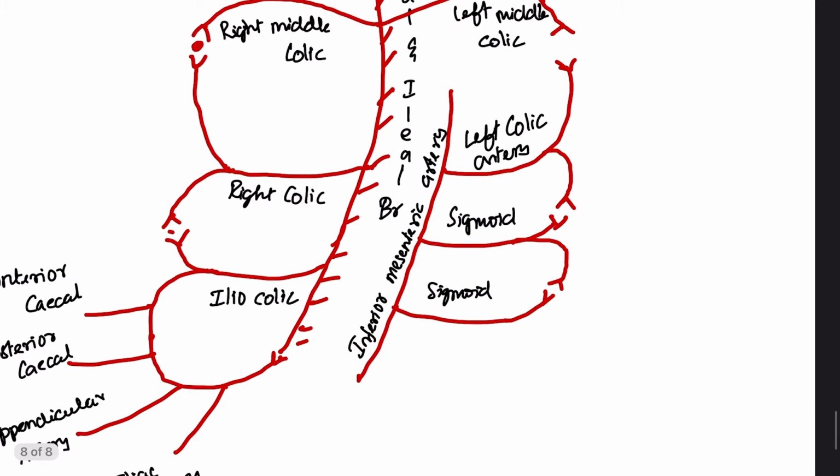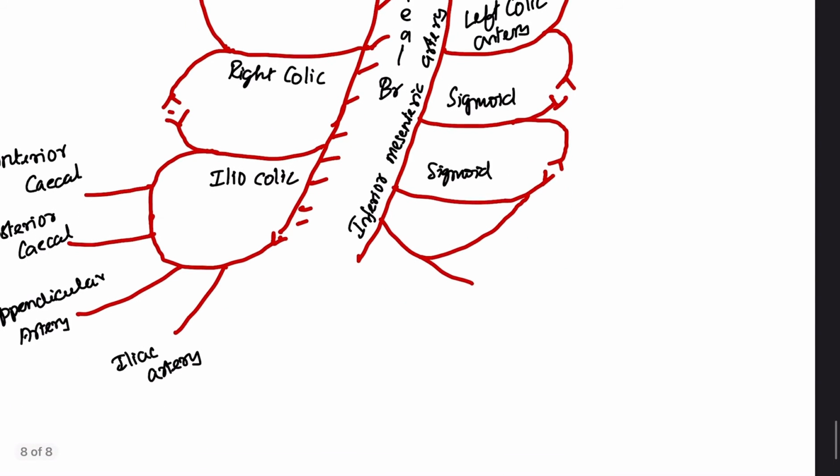Next, inferior mesenteric artery also gives rise to superior rectal artery. The superior rectal artery also has ascending and descending parts.